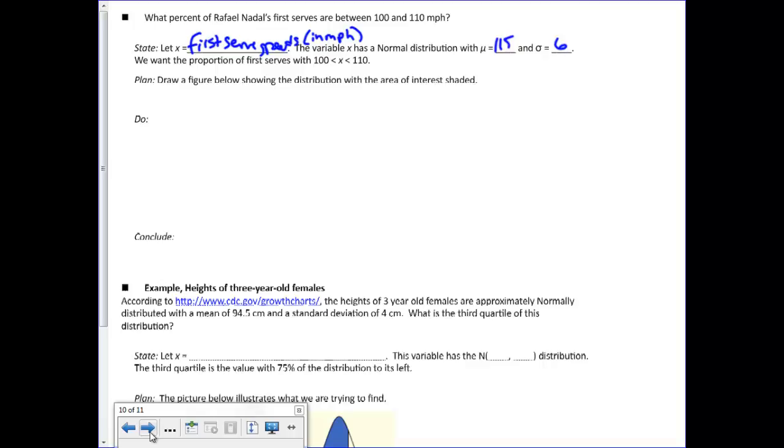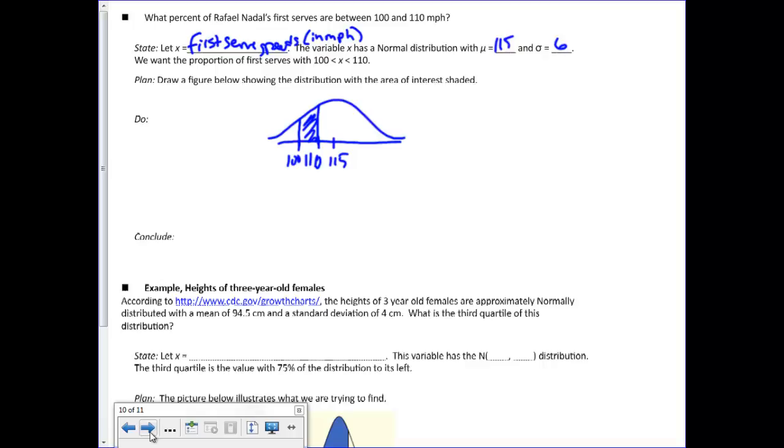So plan, draw a figure below showing the distribution with the area of interest shaded. So again, here's where I'm going to be super picky. I want to see your picture. So sketch a curve. What's our mean? 115. I'm interested in that between 110 and 100. I'm interested in this in here. I don't know exactly where those numbers go. I'm just kind of ballparking it.